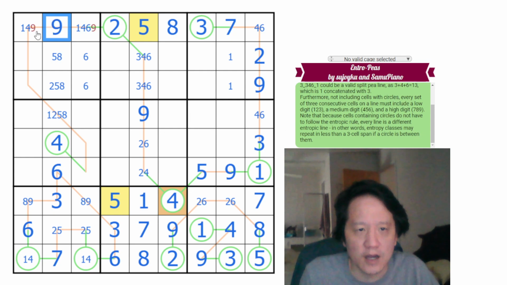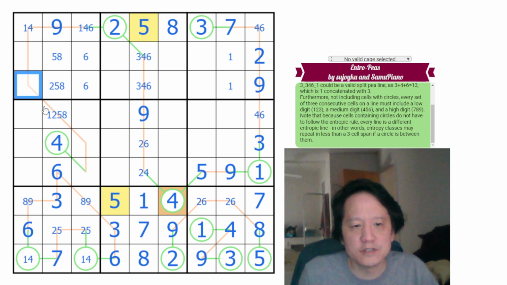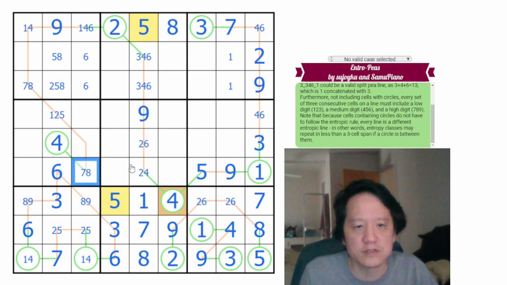So this is high. This is 7 or 8. So this is 9. This is 7 or 8, which means this can't be 8. So this also has to be high. So this is 7, 8, 9. It can't be 9, so it's 7 or 8.